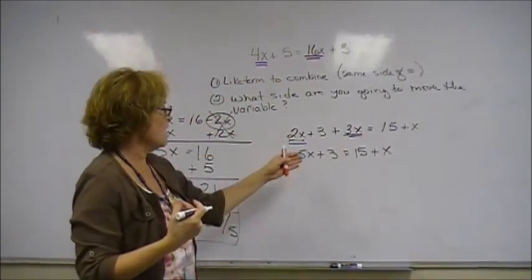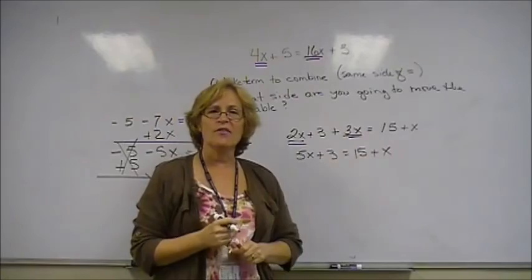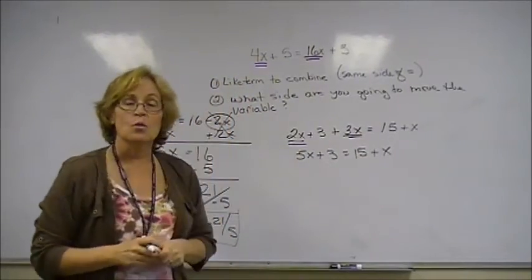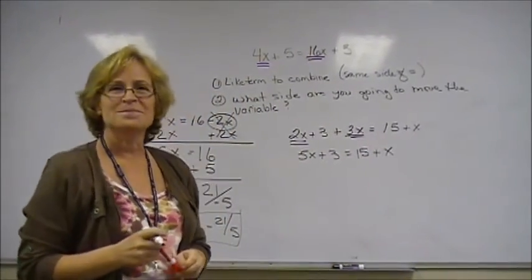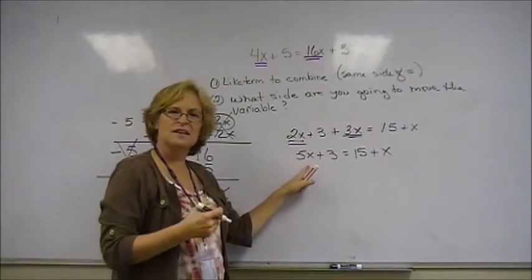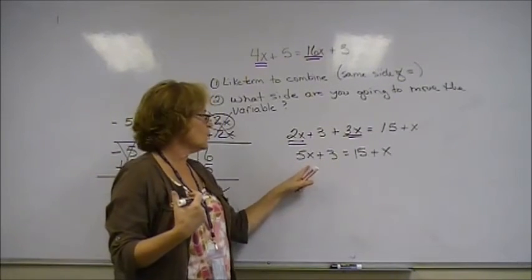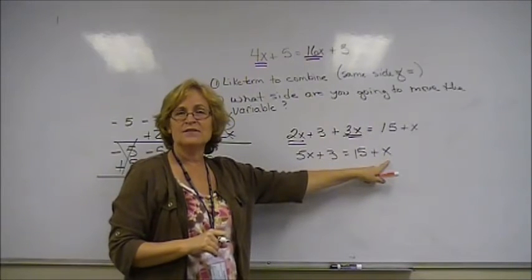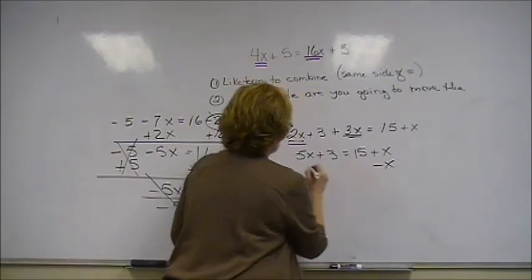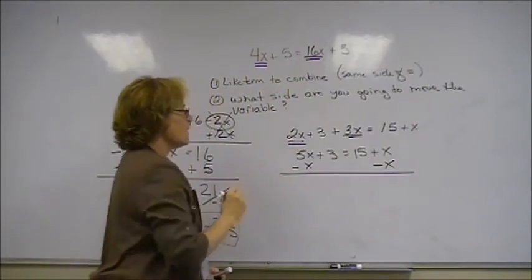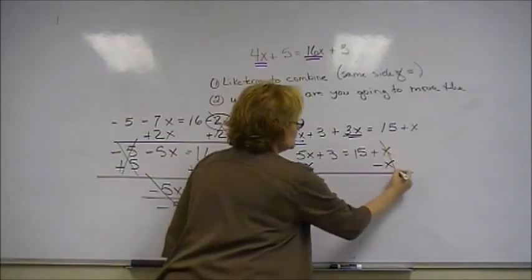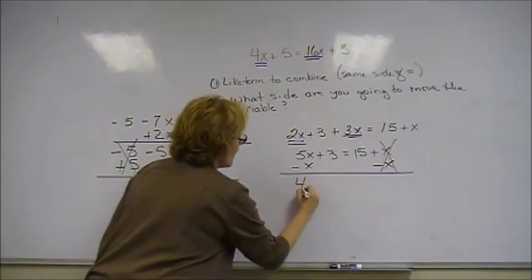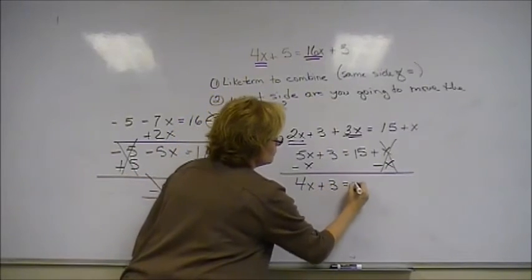Now you'll notice I have an x on one side and an x on the other. So step 2 says, what side am I going to move my variables to? Well, I'm going to move them, I think, to the left side. So I got to get rid of that. And how do I get rid of it? I use the additive identity process by adding the opposite. Therefore, those cancel out, and it leaves me 4x plus 3 is equal to 15.